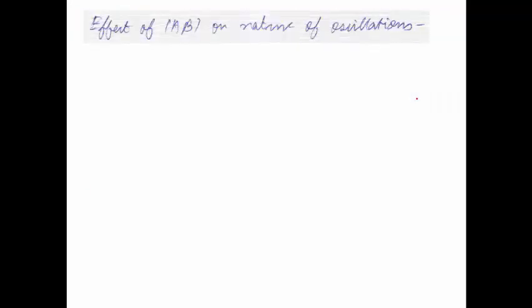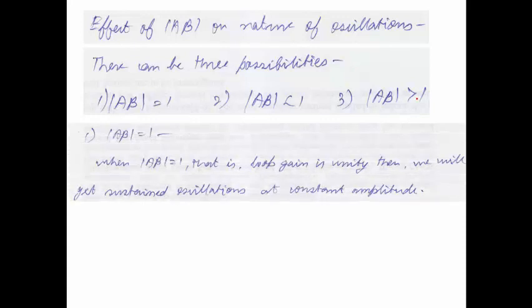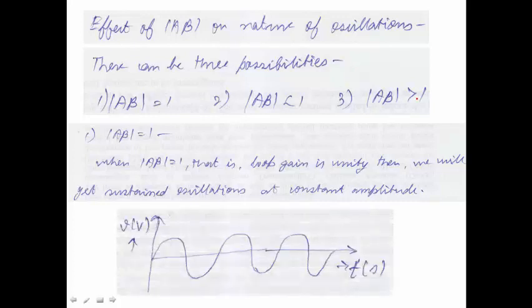Now, the effect of mod A beta on the nature of oscillation. Here we would like to see how mod A beta affects the oscillations. There can be three possibilities: it can be equal to 1, less than 1, or greater than 1. When it is equal to 1, we will get sustained oscillations of constant amplitude. As you can see over here, corresponding to A beta equal to 1, we get a sustained oscillation.